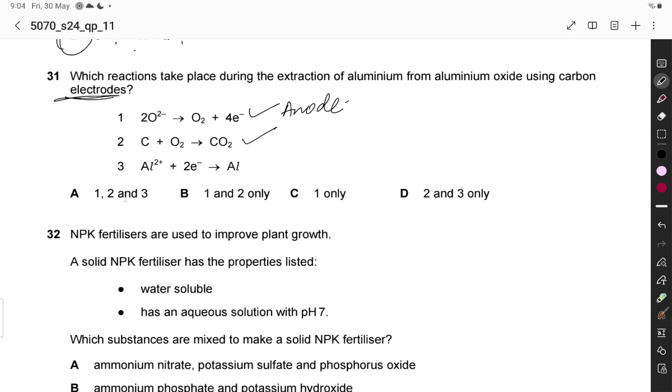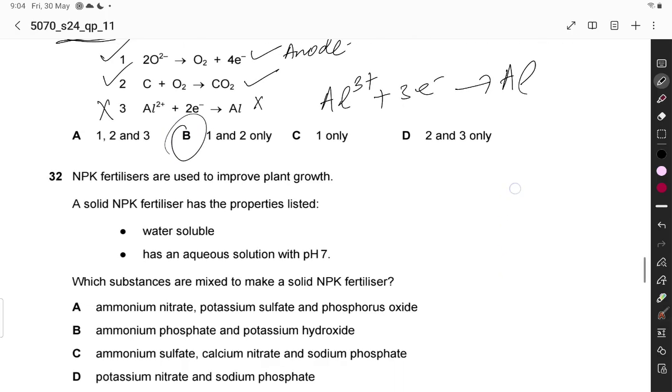Yes, carbon dioxide. This is incorrect because aluminium carrying a 3 positive charge gains 3 electrons to form aluminium. So 1 and 2 are correct, third is incorrect, B option is correct.